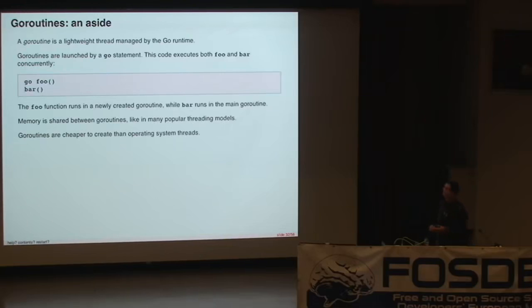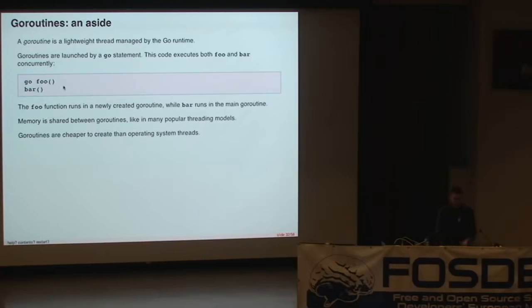They exist in shared memory, like many familiar threading models, but they're much cheaper to create than an operating system thread. They have a very small stack. Creating a new goroutine is under about 4K of allocation. So you can create many thousands of them, or even hundreds of thousands of them if you'd like, without running into too much trouble.